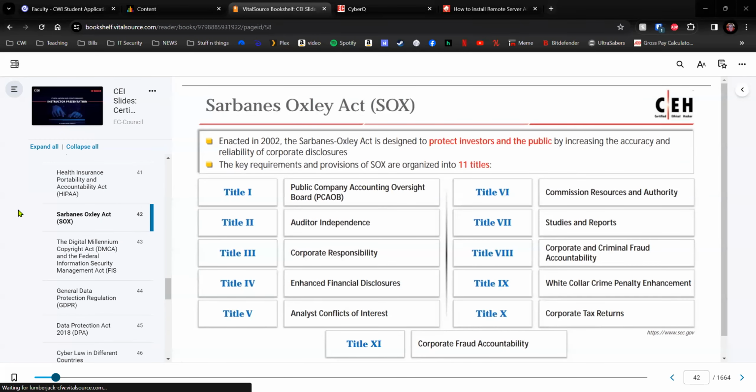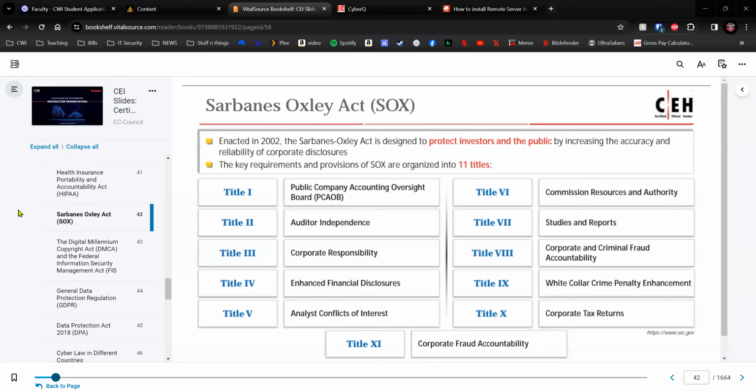SOX, or the Sarbanes-Oxley Act. This was enacted in 2002 and is designed to protect investors and the public by increasing the accuracy and reliability of corporate disclosures. The key requirements and provisions of SOX are organized into 11 titles. And I'll just run through them.